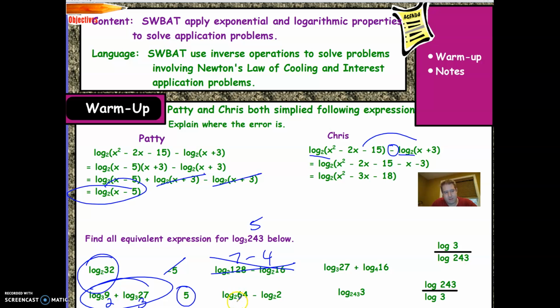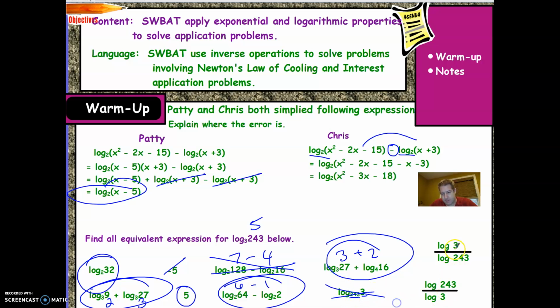2, 4, 8, 16, 32, 64. So that's 6. And this is 1. So that's a yes. 3, 9, 27. That's a 3 plus 2. This is a yes. Log base 243 of 3, so you know that's going to be a fraction because the base is bigger than the x, so that's not an answer. And then we have change of base, so this is log of 243 over log of 3 using change of base, and this one's not. That one's backwards, so this is basically the same thing as this.